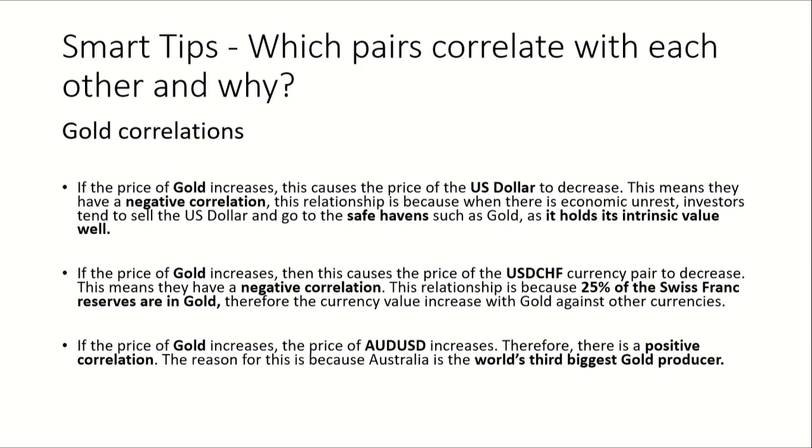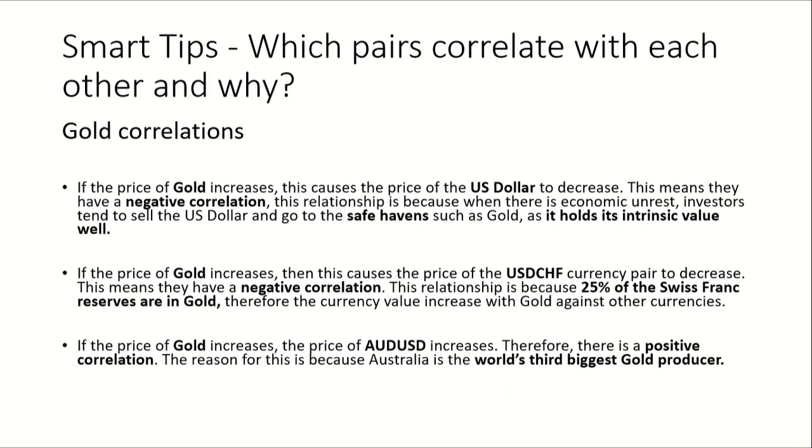There are a number of these, and it's important to note these as gold heavily influences the FX markets. So firstly, starting off with the price of gold against the US dollar, or the pair as we know, XAU-USD. If the price of gold increases, the price of the US dollar decreases. This means there is a negative correlation. This is because when there is economic unrest, investors tend to sell the US dollar and go to the safe havens, which could be gold or the Japanese yen, particularly gold as it holds its intrinsic value well.